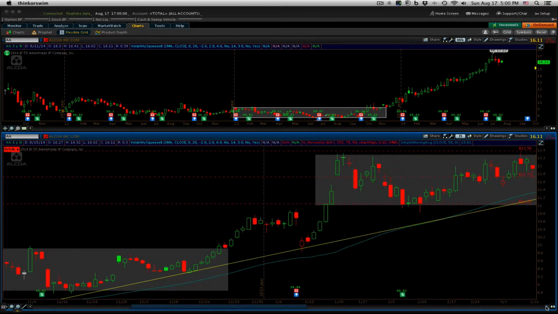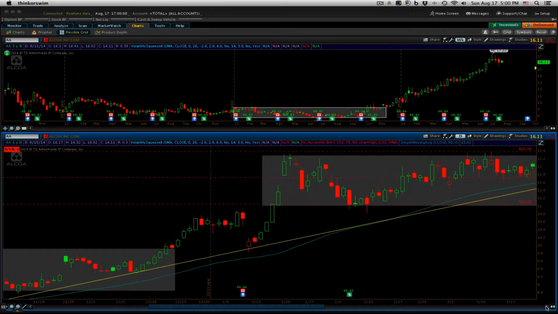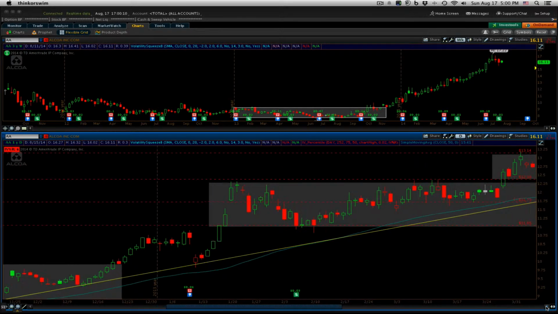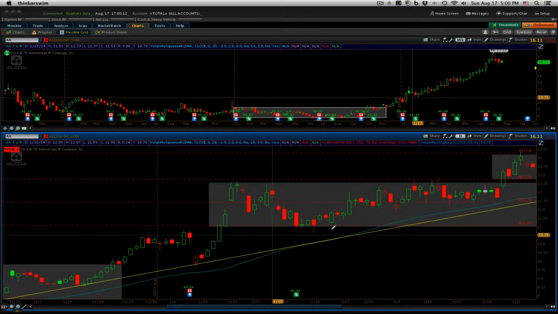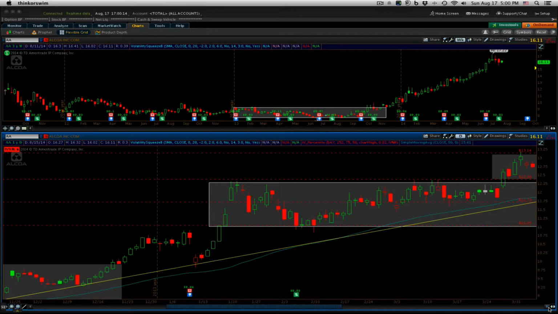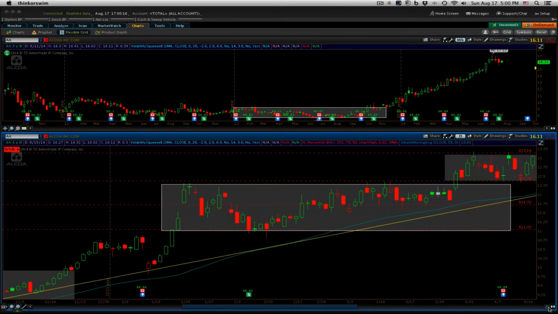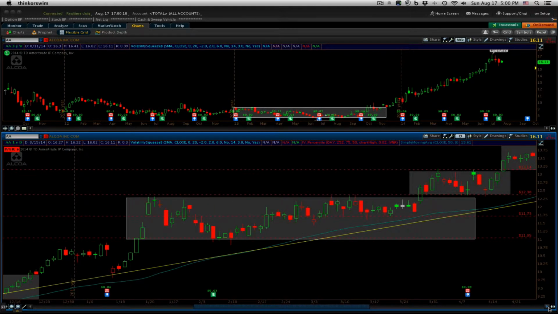Consolidating. All right, there's another breakout. Okay, so here was a breakout. Another reason to trail stop higher. Again, no predictions where this is going. You're just using the price action. You're letting the stock tell you where it wants to go. Okay, all you're doing is managing your risk.